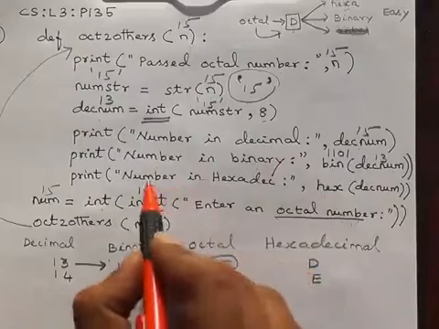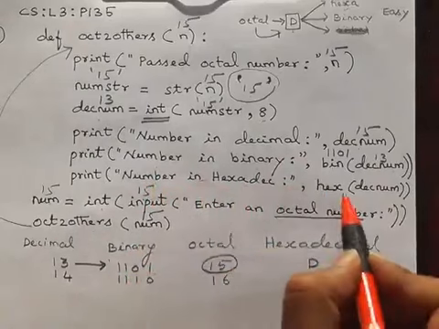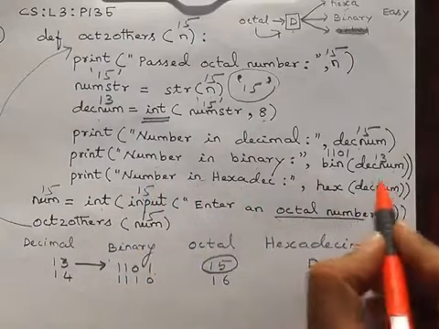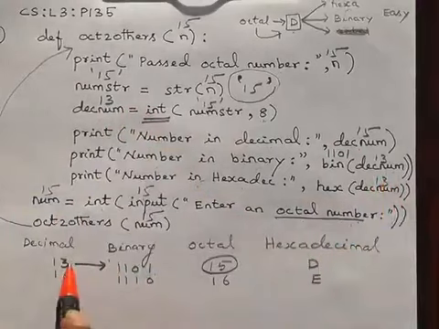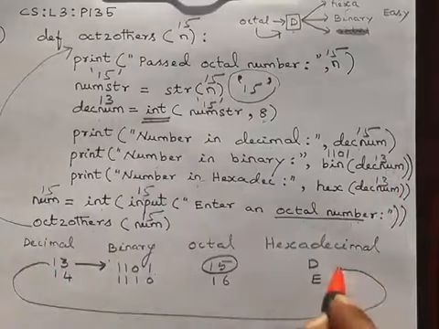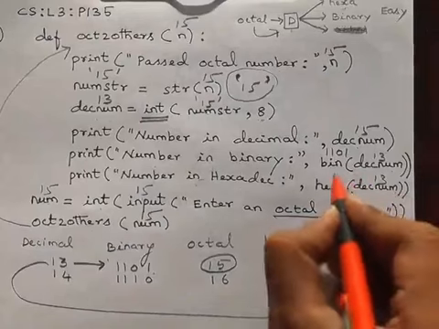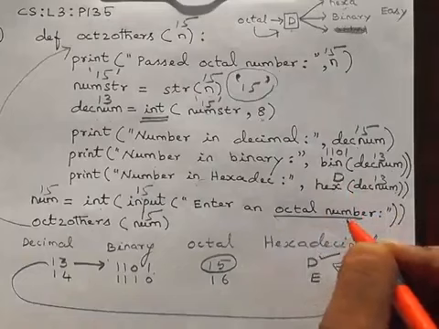Then on the next line, number in hexadecimal will be printed, followed by decnum. What is the answer? Decnum means 13. So this 13 will be converted to a hexadecimal number. The answer is what? D. So here D will be printed. Okay, fine. Can you understand?